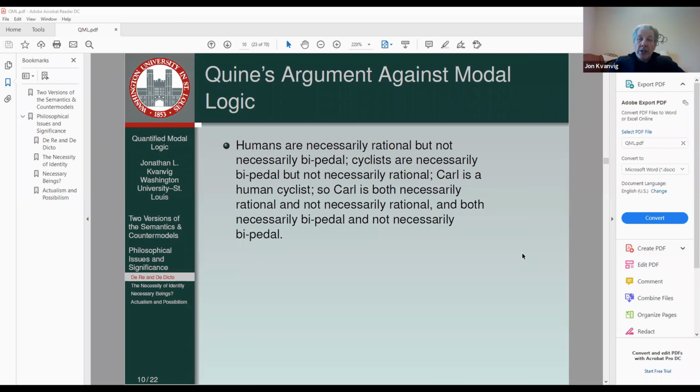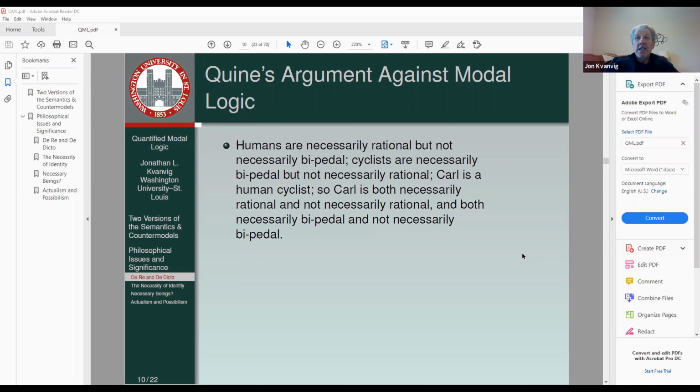So you have to be a little charitable with Quine about this because you're going to balk at all of these claims. But here's some candidates for ways to talk about necessary and accidental properties. You can say, for example, humans are necessarily rational. Aristotle thought that was a defining characteristic of human beings, was rationality. So suppose you agree. You say humans are necessarily or essentially rational, but they're not necessarily two-footed. They are not necessarily bipedal. Cyclists, on the other hand, are necessarily bipedal, but not necessarily rational.